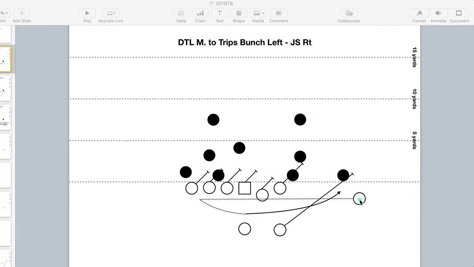So the first play is going to be a motion and just a regular jet sweep. The second play out of this is a motion and then a motion back in front of the quarterback to make it a jet sweep right with a lead block from our running back.